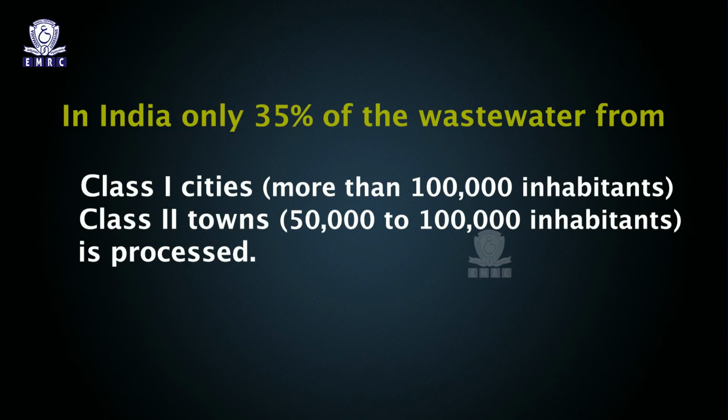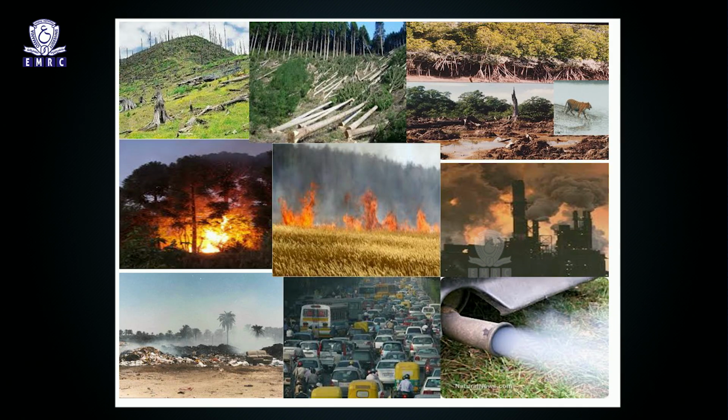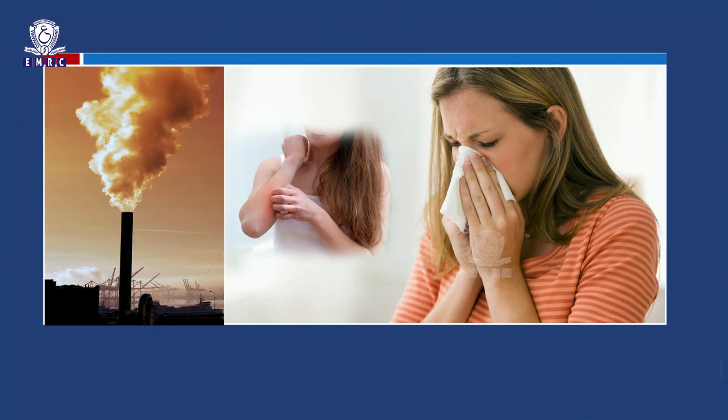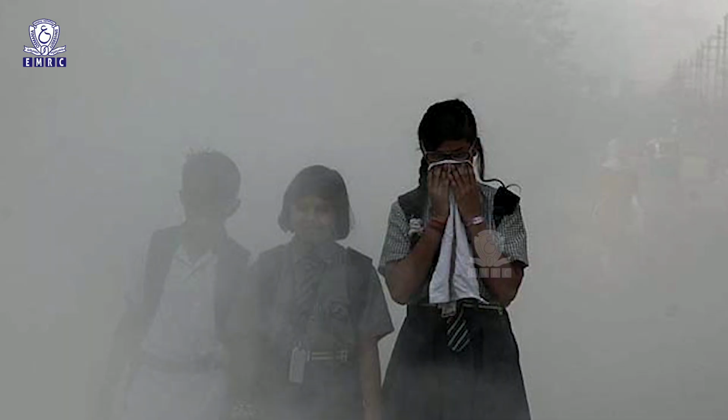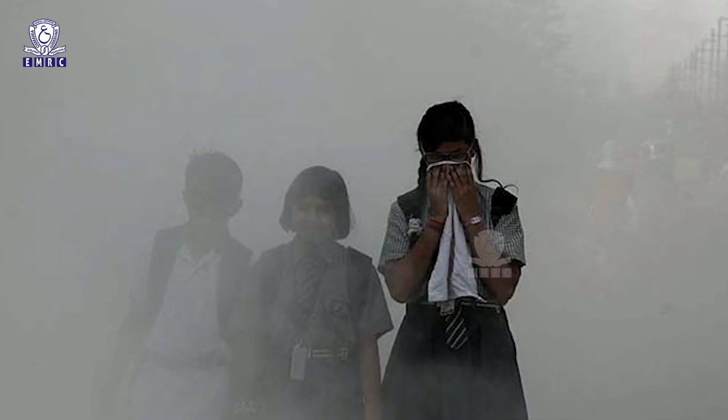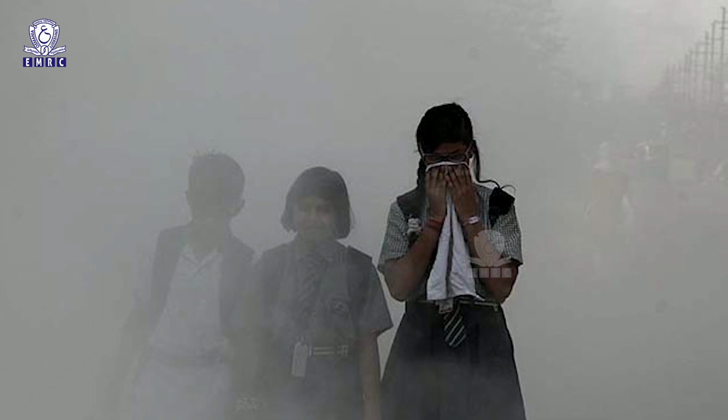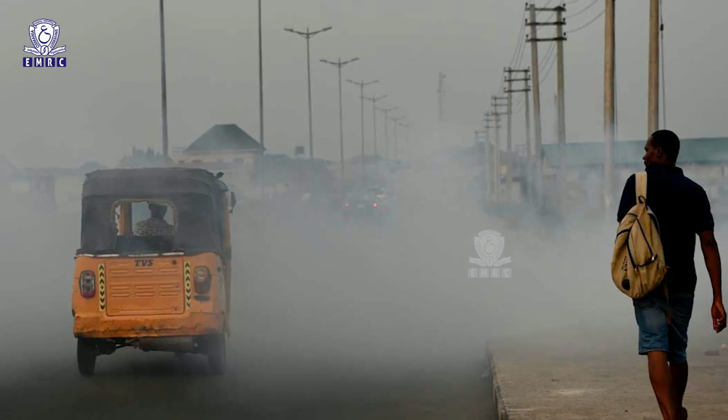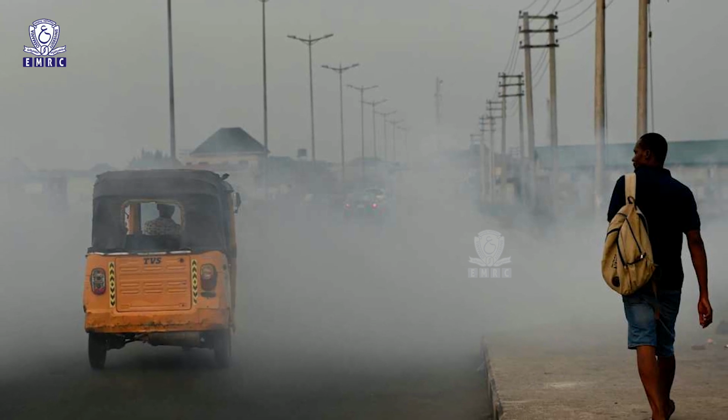In India, only about 35% of the wastewater from class 1 cities, more than 1 lakh inhabitants, and class 2 towns, between 50,000 to 1 lakh inhabitants, is processed, posing potential hazards to human populations. Environmental problems can cause many other problems such as poor air quality that can produce asthma and allergies, and contribute to physical inactivity. Air pollution may possibly harm people in ways so subtle and slow that they have not yet been detected. Every time we inhale, we carry dangerous air pollutants into our bodies.